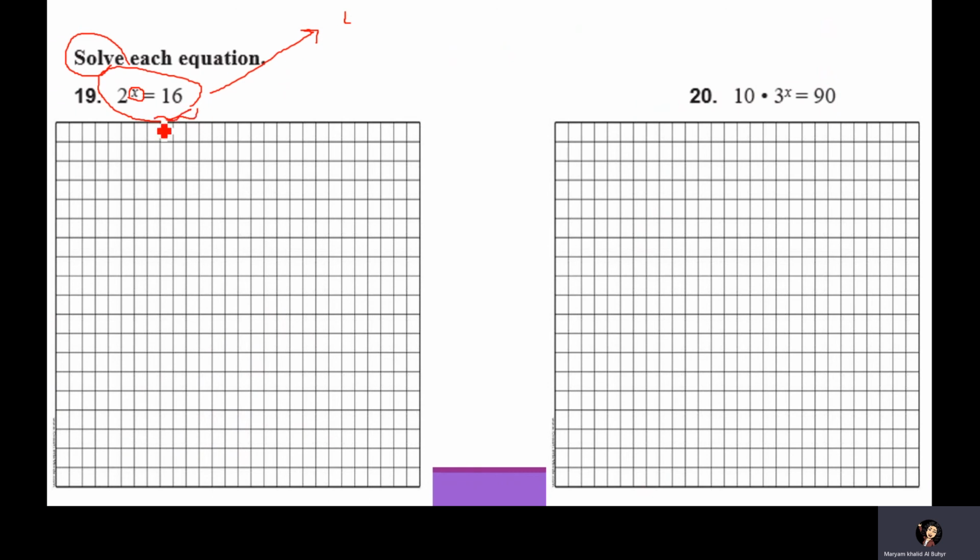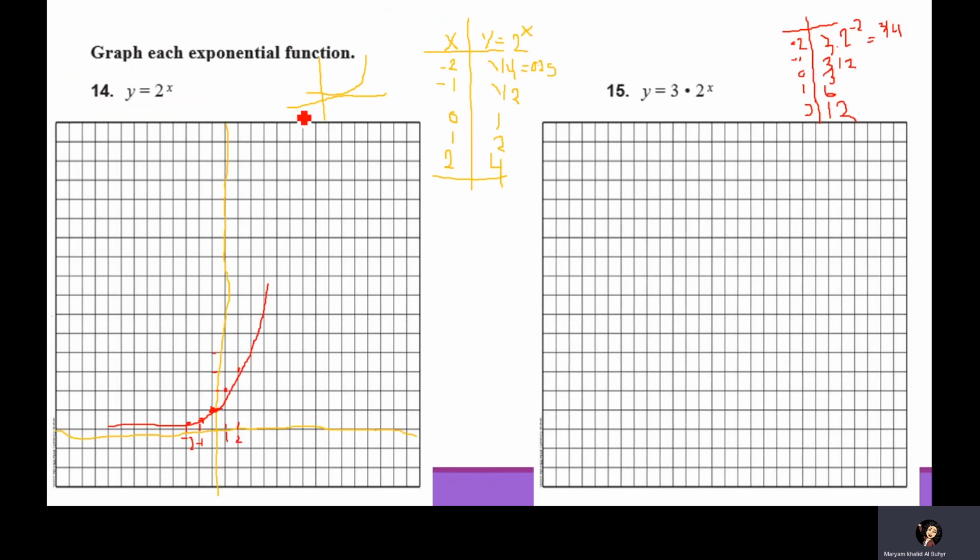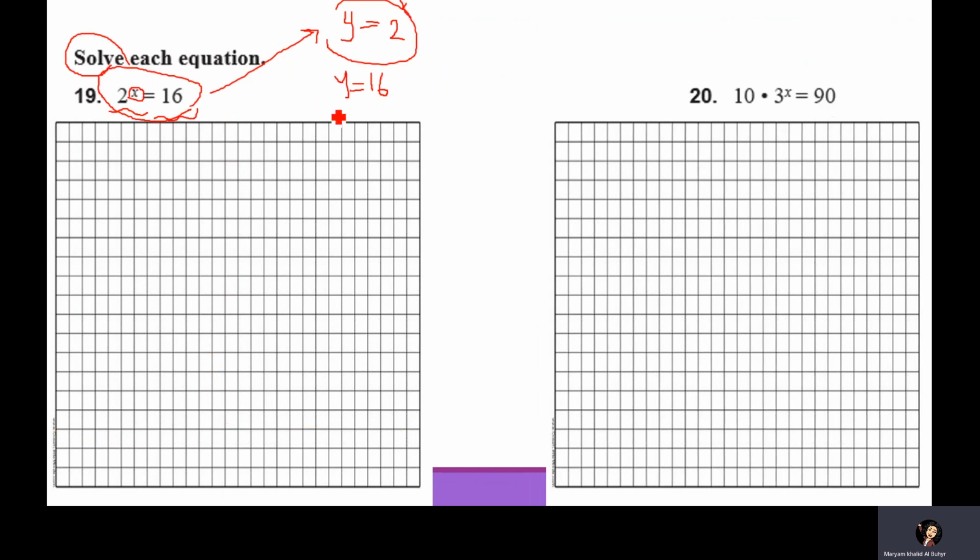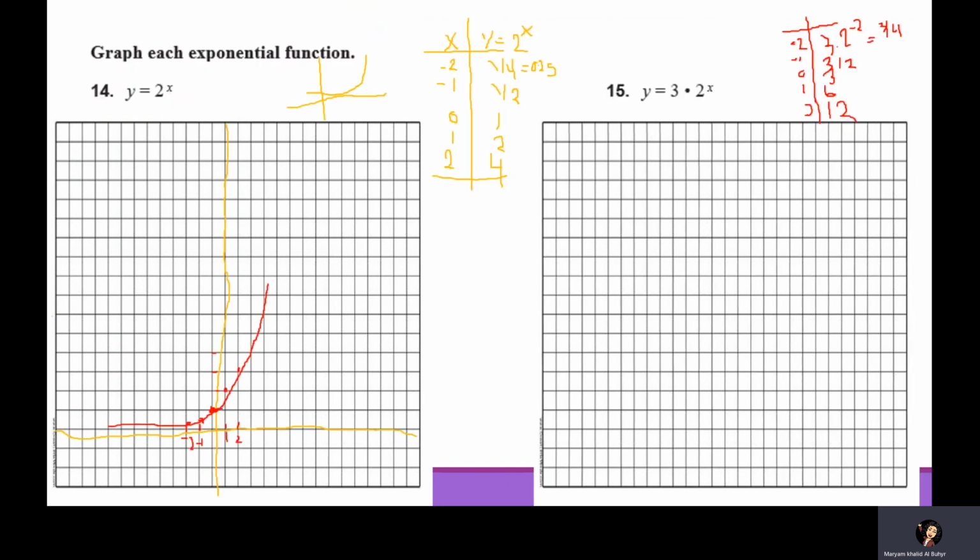I told you, divide the equation that you have into 2 parts: y equals the exponential part, which is 2 to the power x, and the other part, y equals 16, which is very easy to graph. This function, we already graphed it here. Just graph it in the same coordinate plane. Then this function is the line that passes through the y-axis at 16, which is here. I'll count until 16 and make your line. Then the intersecting point, you will find it.